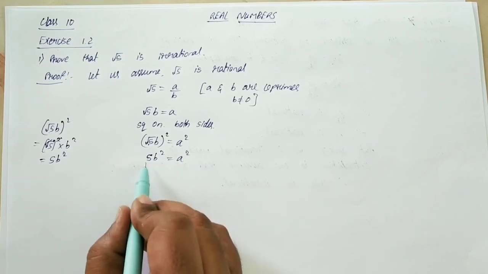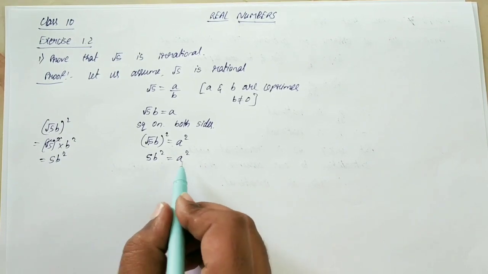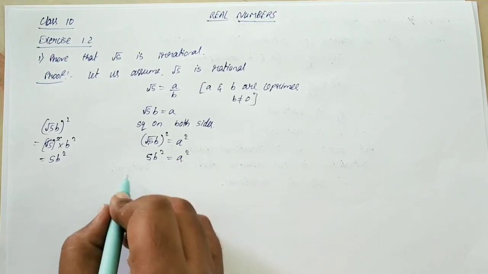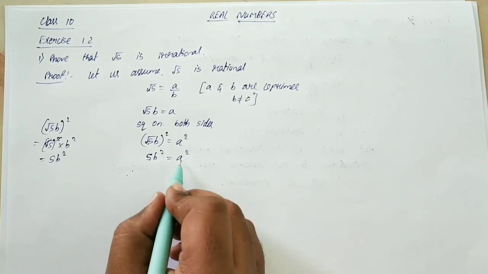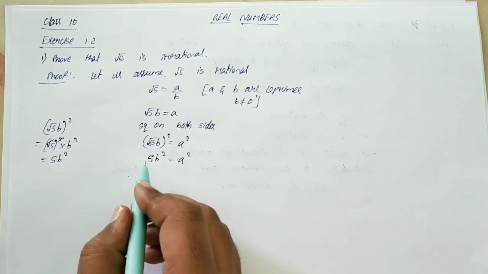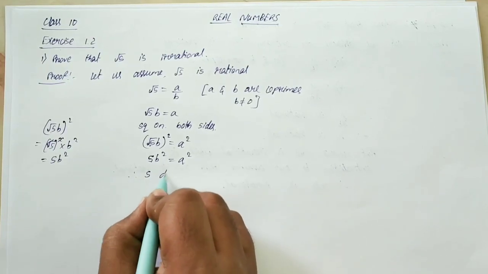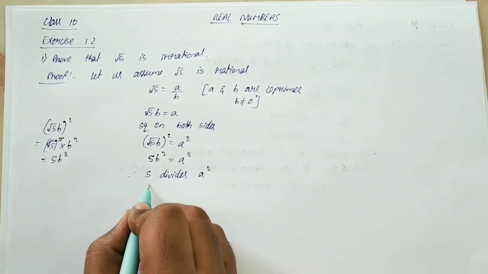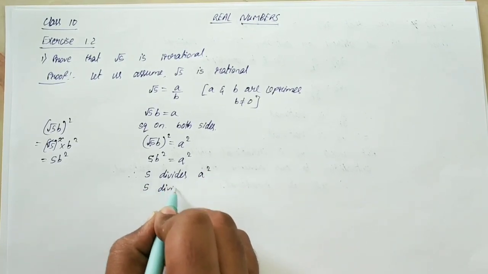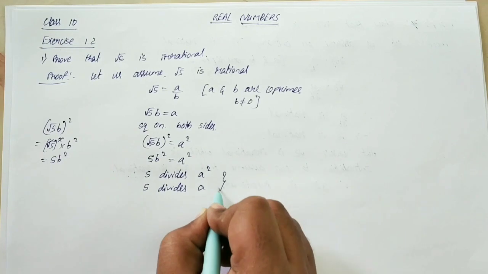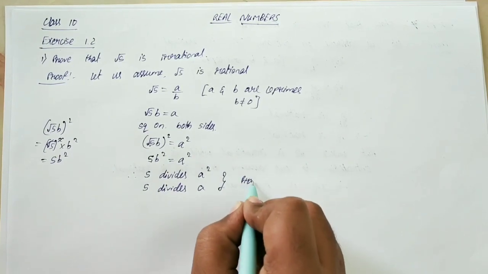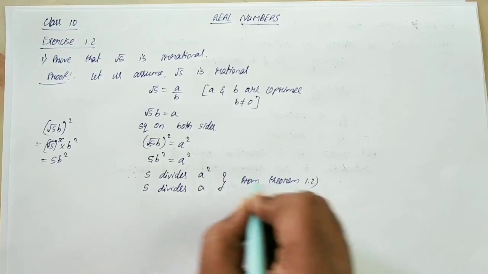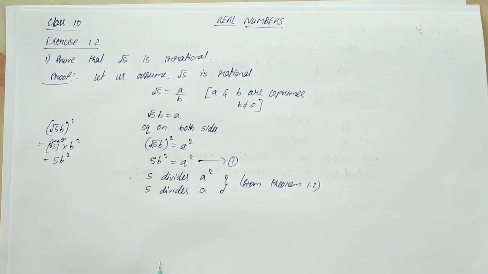From this equation we came to know that 5 is one of the factors of a square. That means this a square can be divided by 5, right? Therefore 5 divides a square, so as well 5 divides a. This is from theorem 1.2. Let it be equation 1.